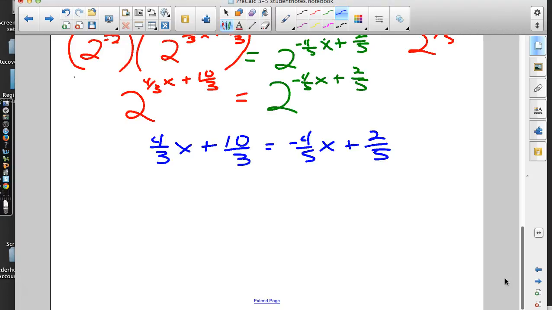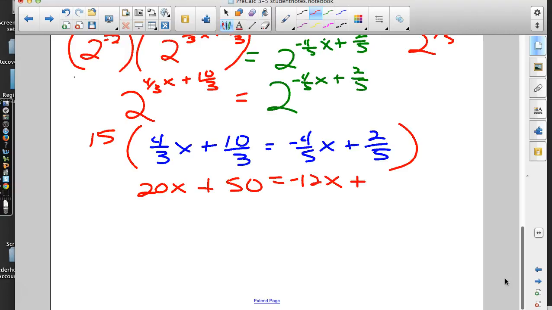Okay, then let's multiply by the LCD. What's the LCD of everything? Multiply by 15. Here, the 3 and 15 will reduce to give us a 5. 5 times 4 is 20x. Same thing here, 3 and 15, 5 times 10 is 50. Over here, 5 and 15 divide to give us a 3, so that would be -12x. Same thing, we still have a 5 in our denominator there. That's going to be a 6.